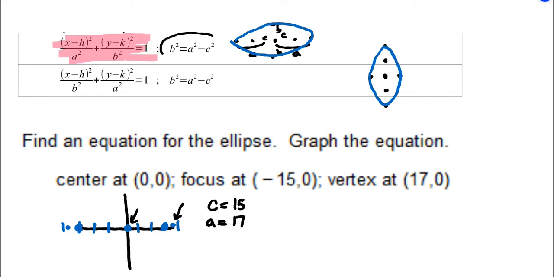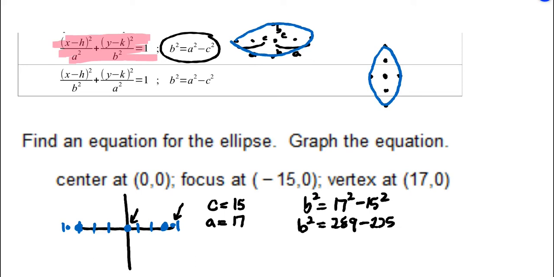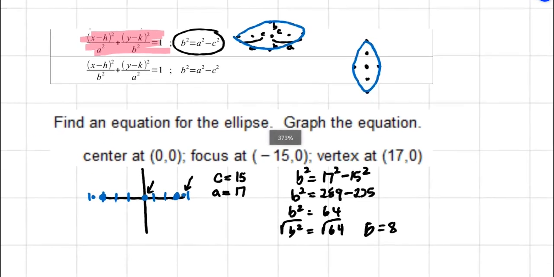Then finally, I can find the value of b using this Pythagorean equation. So we have b squared is equal to 17 squared minus 15 squared. 17 squared is 289. 15 squared is 225. And then 289 minus 225 is 64. And then I can take the square root of both sides to get that b equals 8. Sorry, not b squared, b. b equals 8. So now I have everything I need to write the equation.